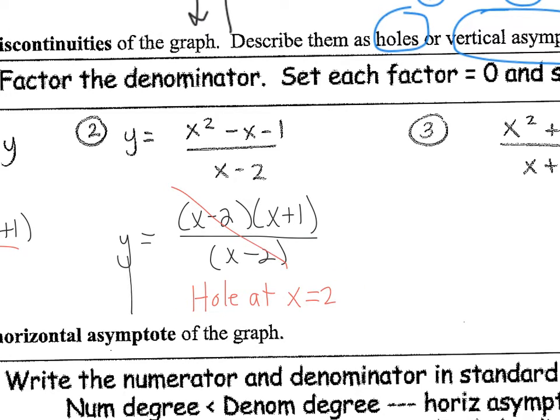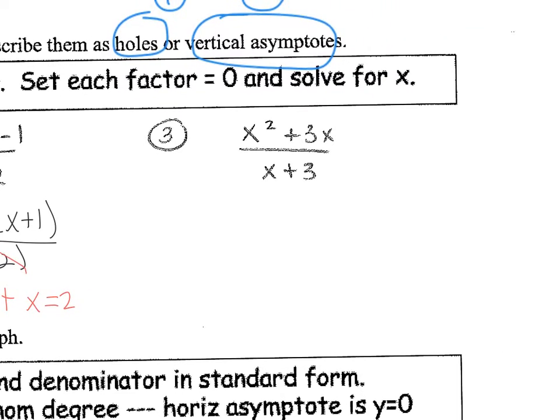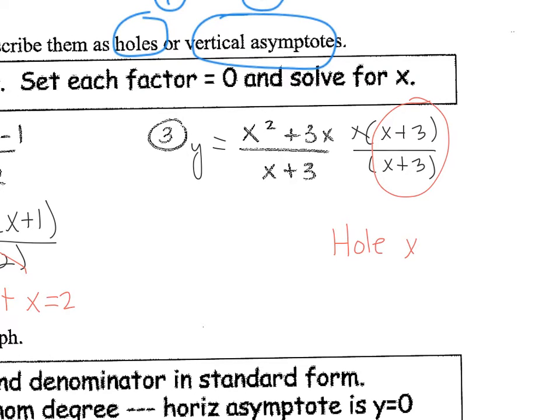So what this graph looks like is, if it's a hole at 2, there's actually going to be an open dot at x equals 2. You can trace your function and see that it is going, and then it jumps over 2. And then number 3, I'm going to factor out the top, factor out an x, greatest common factor. And so again, this should be y equals. And then again, you have the exact same thing on the top and the bottom. So there's a hole at x equals -3. And there's not a vertical asymptote.